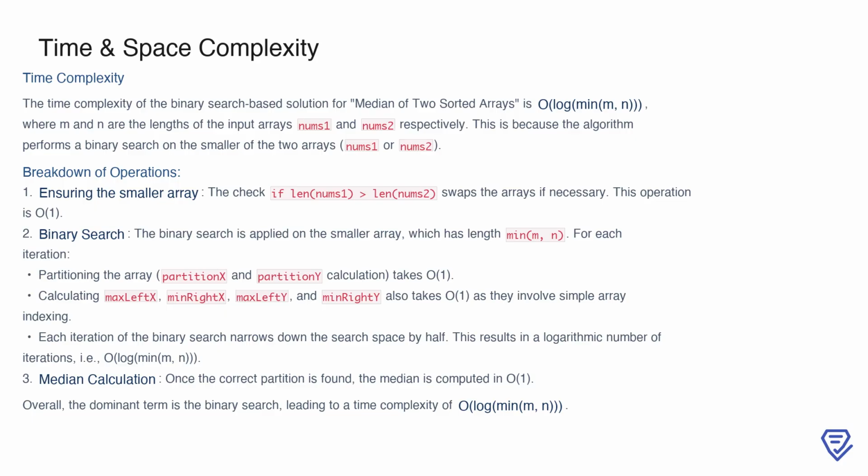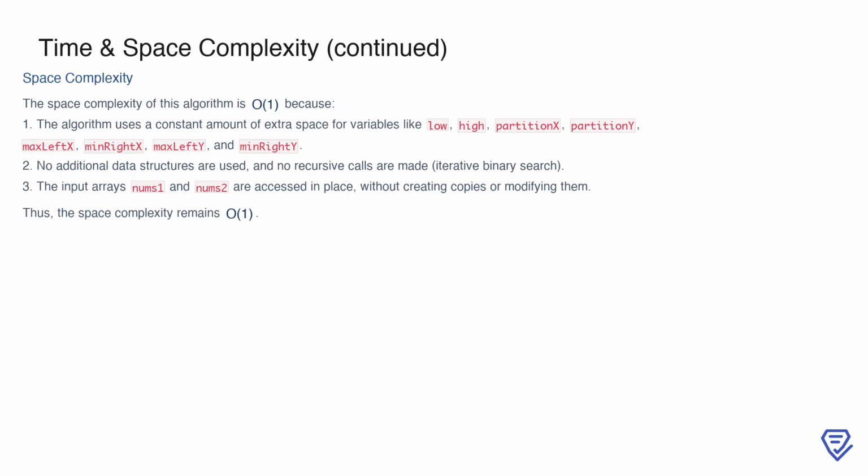The space complexity of this algorithm is O(1), which means it requires only a constant amount of additional memory. This efficiency is achieved because the algorithm maintains a small set of variables such as low, high, partition x, partition y, and a few others to facilitate the binary search. These variables are updated iteratively without using any extra data structures or making recursive calls. Additionally, the input arrays are accessed directly without creating copies or modifying them, further conserving memory. As a result, the algorithm's space usage remains minimal, regardless of the size of the input arrays.